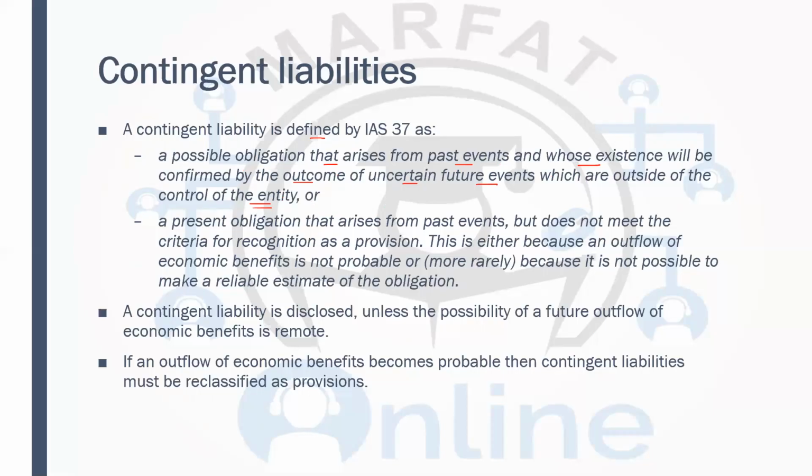Now, say for example, there is an ongoing litigation against the company. The case is in the court. Now the court will decide what's going to happen. This court case is not under the control of the entity. They are uncertain regarding the outcome. A present obligation arises from the past event but does not meet the criteria for the recognition of a provision because the outflow is not probable. Here the outflow is possible. So a contingent liability is disclosed rather than recording a provision.